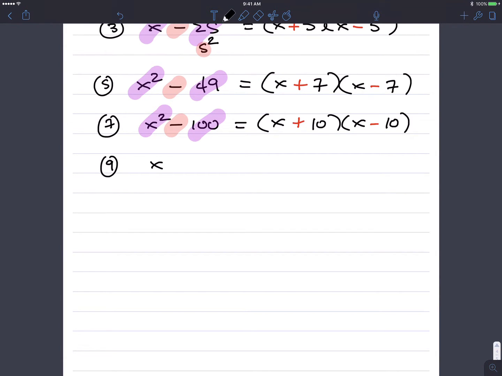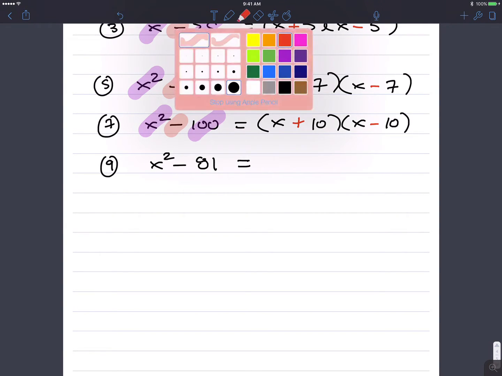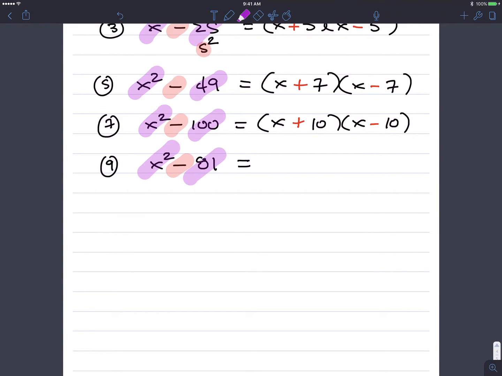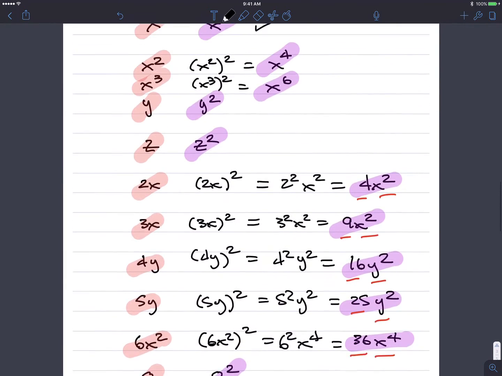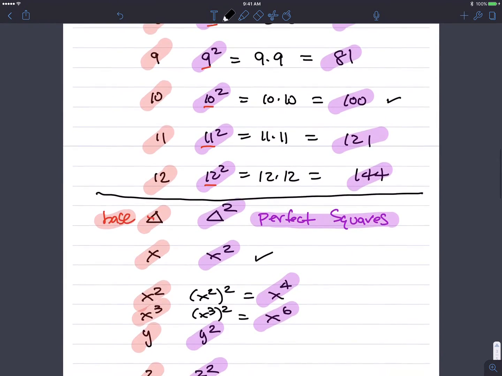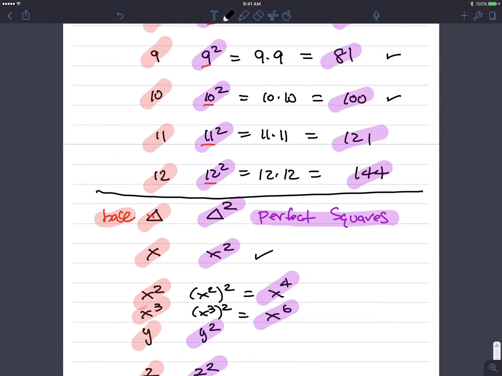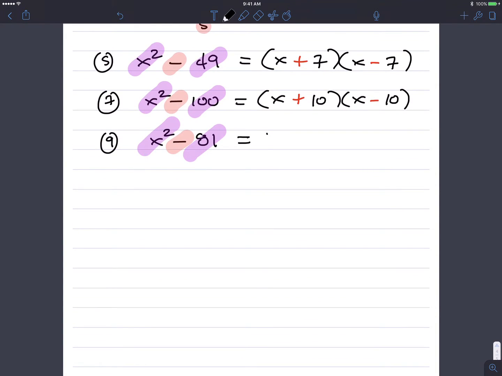Number 9, x squared minus what? 81. Okay. Difference, and then perfect square. Is 81 a perfect square? Let's go back and check. Oh, looks like it is. What's the base? The base is 9, is that right? Okay. So, x and x, 9 and 9, plus, minus. Okay, you okay with this?